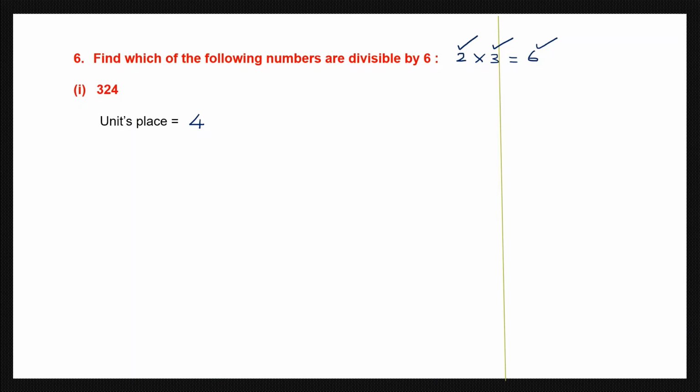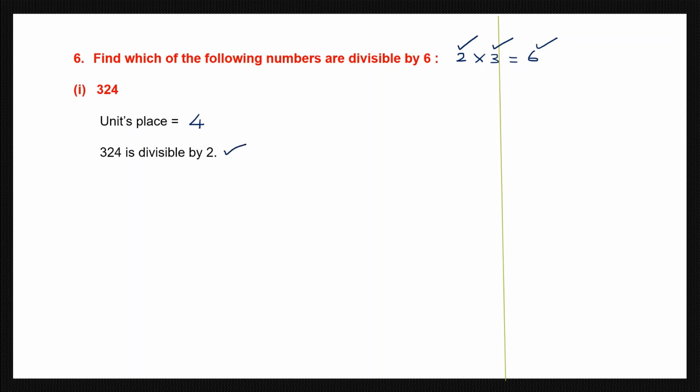So let's see if this is divisible by 2. In the units place, we have 4, which is an even number. And we know that all even numbers are divisible by 2. So this number 324 is divisible by 2. So we did the test for 2. Now we should do the test for 3.